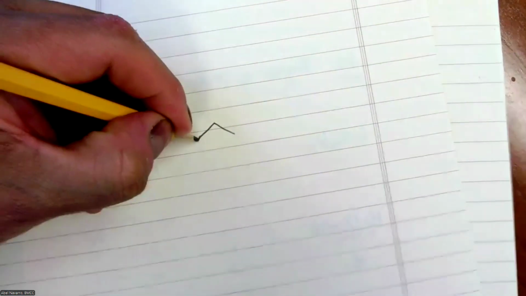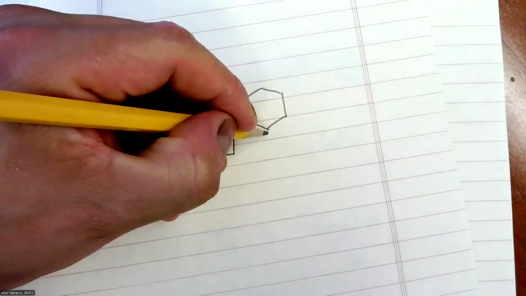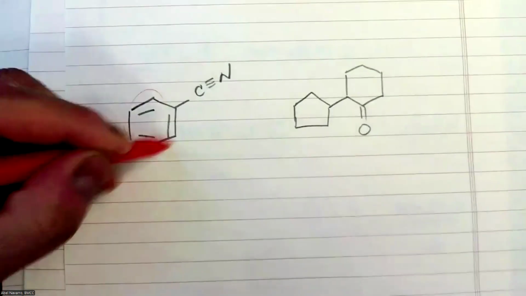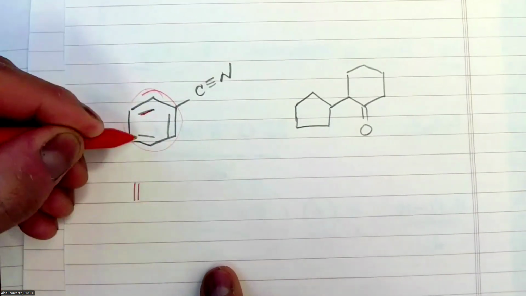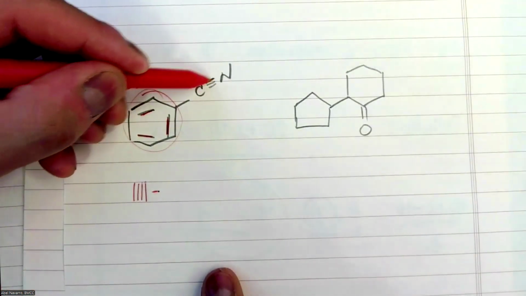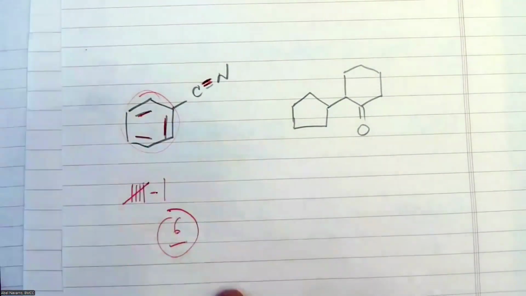All right? I'll just give you a few more examples before we finish. Okay, so let's say that I have this particular compound. How many DUs here? Benzonitrile. How many DUs? The ring, 1. This double bond, 2. This double bond, 3. This double bond, 4. This triple bond, 5. This one, 6. 6 DUs.